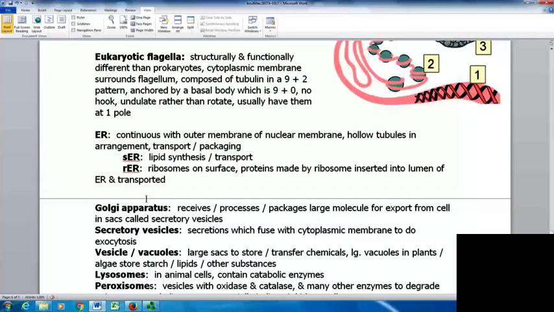Endoplasmic reticulum, or ER, is continuous with the outer membrane of the nuclear membrane. It's made up of hollow tubules in its arrangement, and it's involved with transport and packaging. Smooth ER does not have ribosomes on the surface. It's more involved with lipid synthesis and transport. Rough ER, or RER, has ribosomes on the surface. The proteins made by the ribosomes are inserted into the lumen of the ER and transported.